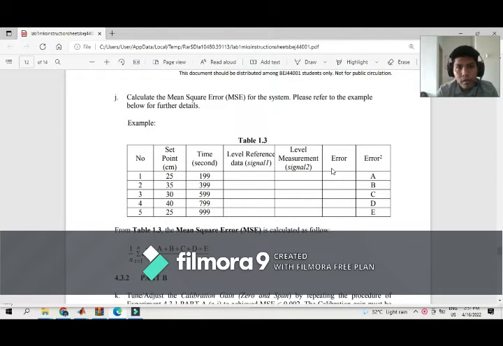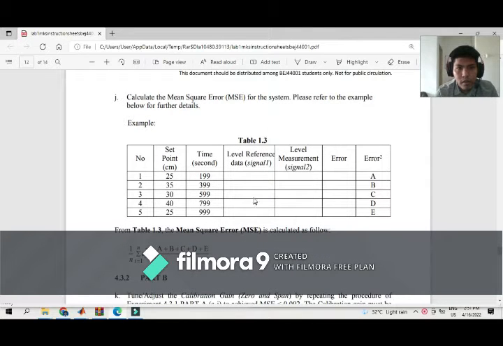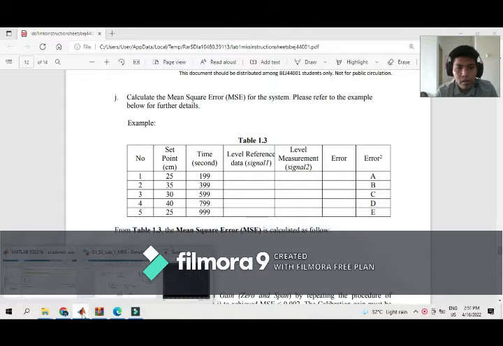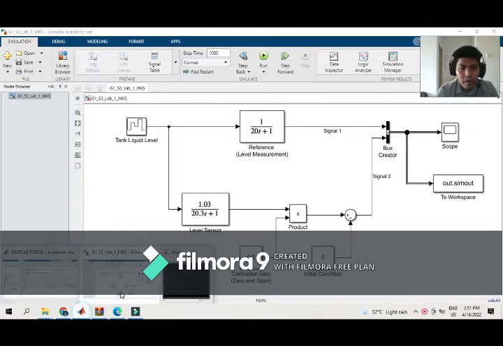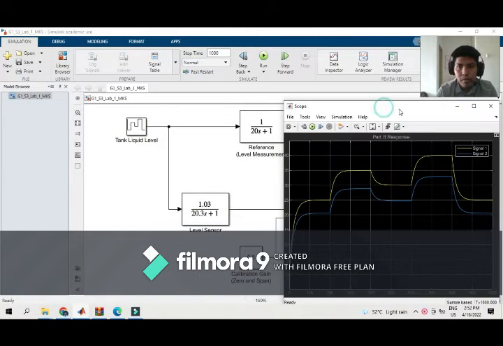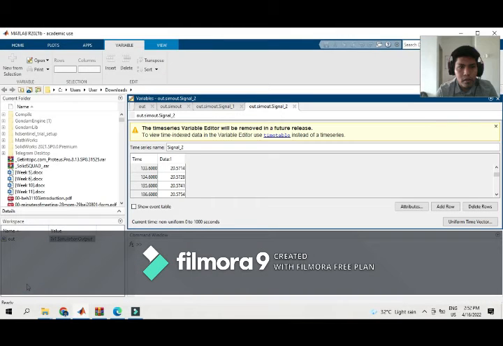Now I would like to present the results for part 1. For part 1, we must find the level reference data signal 1 and level measurement signal 2, and also the error and error square. For the level reference data, we use MATLAB, and this is the MATLAB for part 1, and this is the scope to find signal 1 and signal 2.